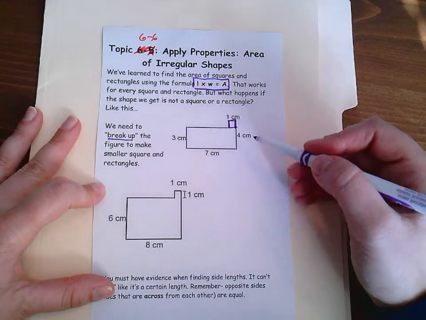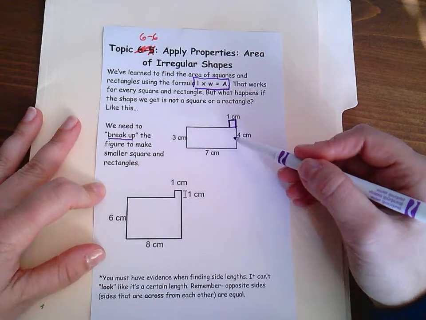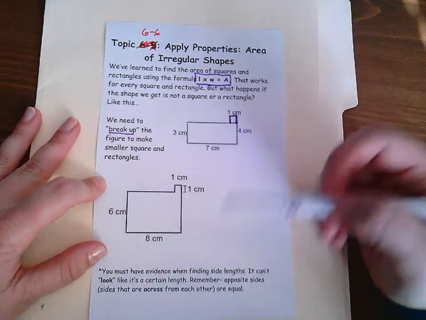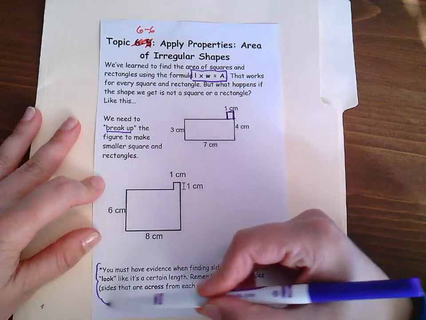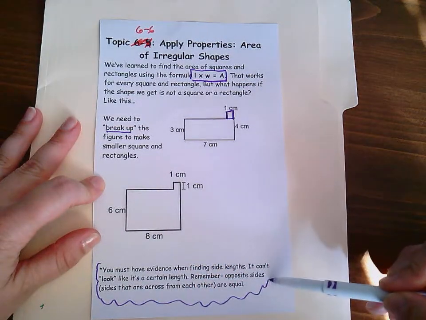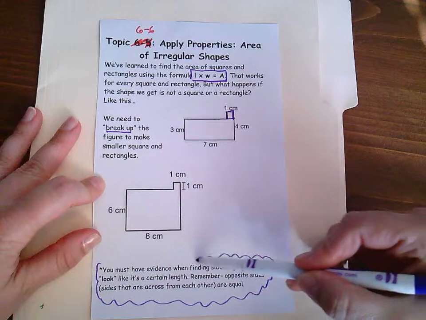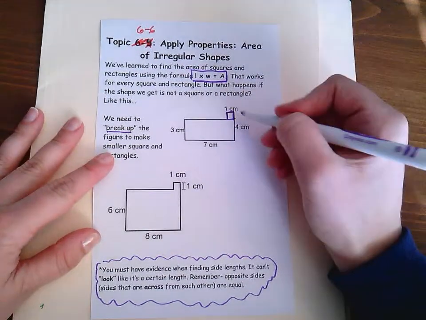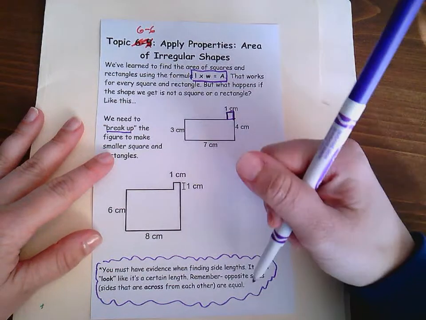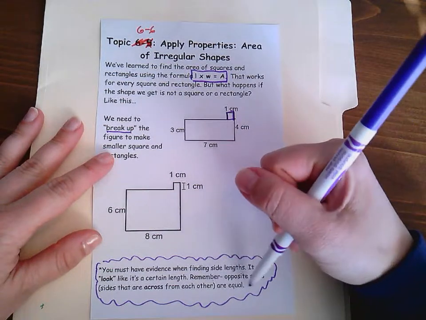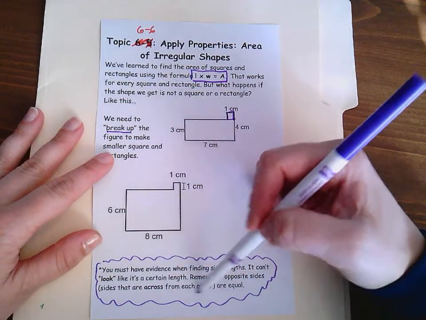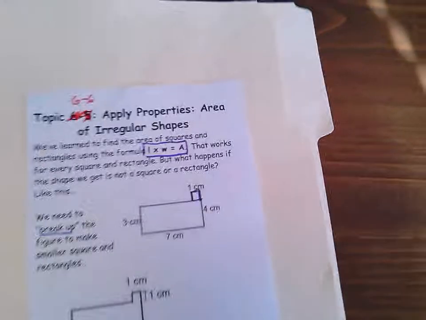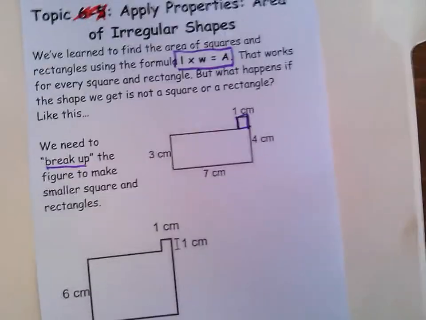After I have it broken up into squares and rectangles, I need to figure out what all of the side lengths are. Now down here is a little note that's saying you must have evidence when finding the side lengths. You can't just look at it and say, oh, well, it looks like it's 1 centimeter. But we can use what we know about squares and rectangles, knowing that opposite sides across from each other are always going to be equal. So I'm going to zoom into this one so we can get a closer look.